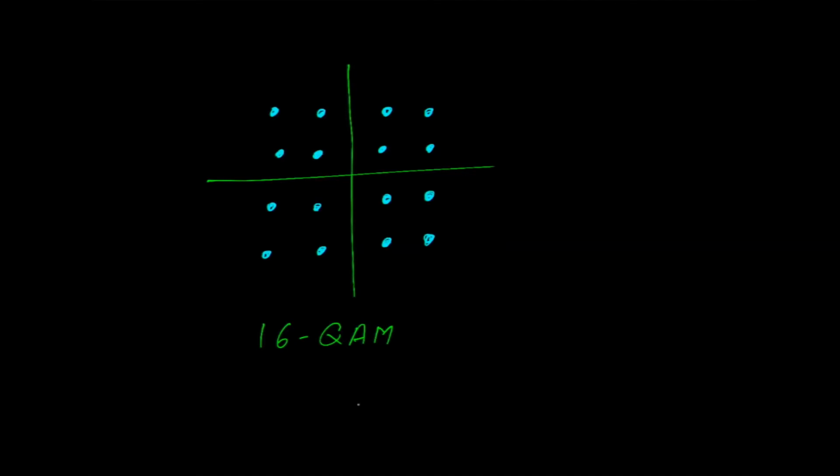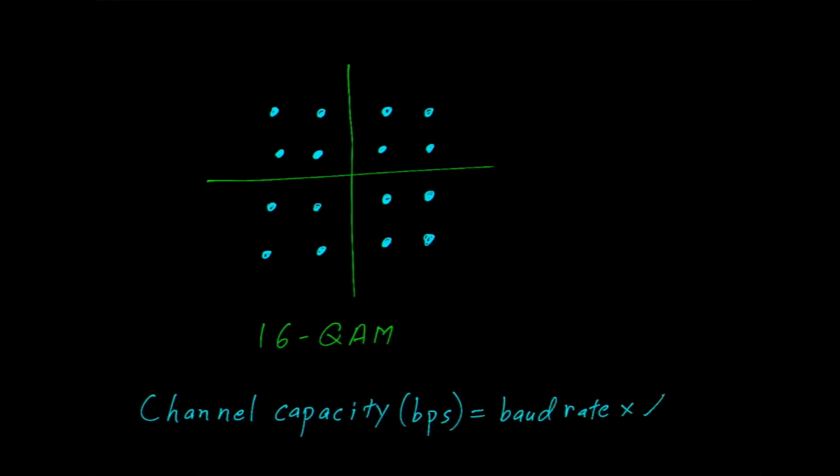The argument goes something like this. Suppose we have a 16 QAM system. This is important to us because the channel capacity in bits per second is equal to the baud rate by log base 2 of the number of symbols. In this particular example with 16 QAM, there are 16 unique symbols.